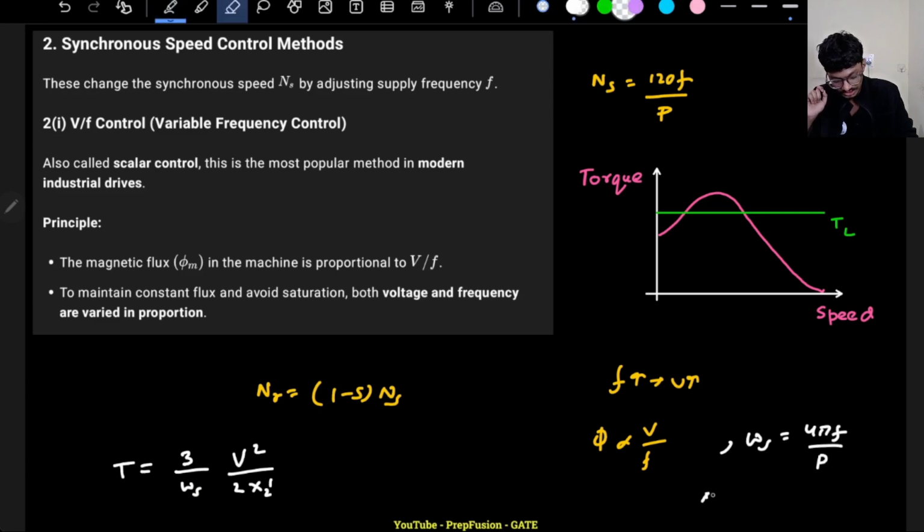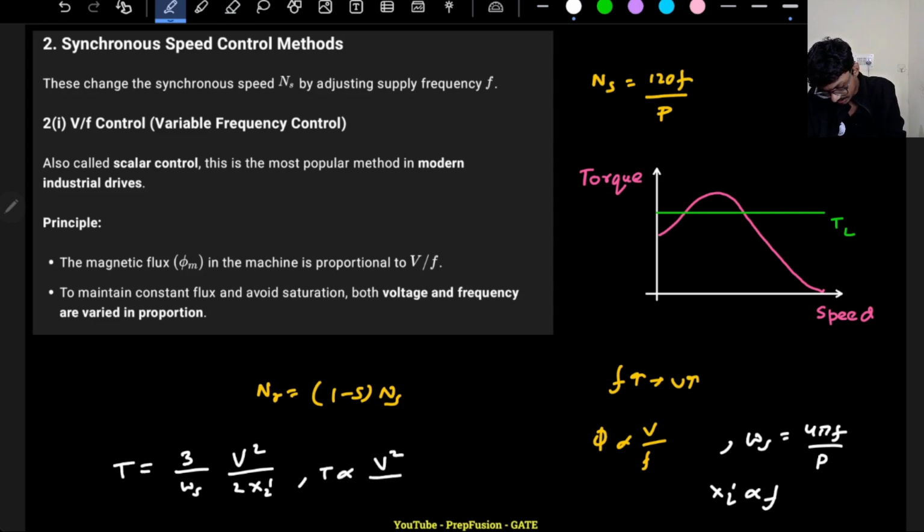What is x2? x2 is directly proportional to the frequency. So from here, what can I write? Omega s is proportional to the frequency, and x2 is proportional to the frequency. So I can write that torque is proportional to v square divided by f square. Torque is proportional to v square divided by f square.